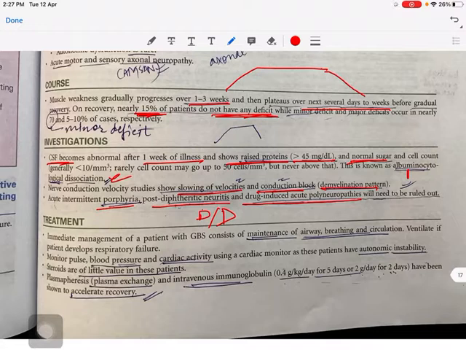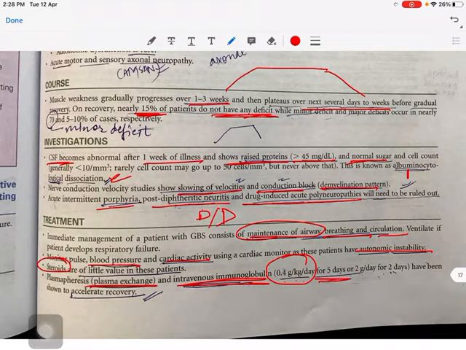Then we have management. So we'll manage the airway, breathing, circulation. ABC will monitor the blood pressure, cardiac activity, and autonomic instability if the patient has it. Steroids are not of any use. We can use plasmapheresis, plasma exchange, and intravenous immunoglobulin can be used. This is 0.4 gram per kg per day for 5 days or 2 gram per kg over 2 days, and they can show accelerated recovery, otherwise it does not have any treatment.